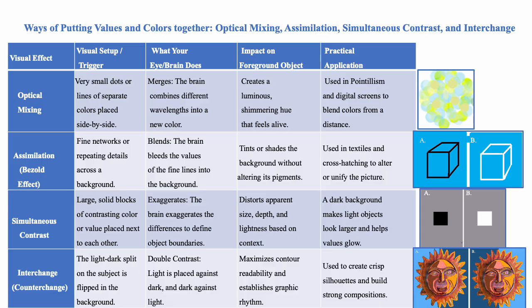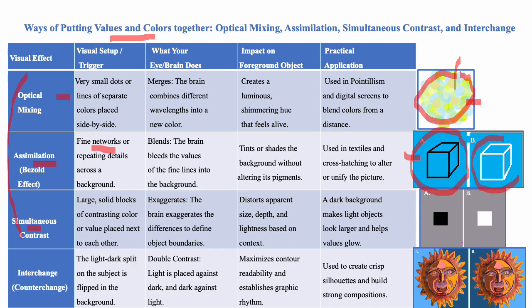In my last two videos, I talked about three ways that you can put values and colors together. There's optical mixing, where you use very small dots to merge together to make a new color, like yellow and blue making green. There's assimilation that requires a fine network of lines, like these boxes, where the values blend together. So the dark box makes the background look darker than does the white box.